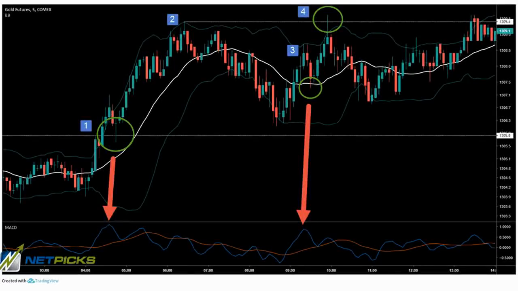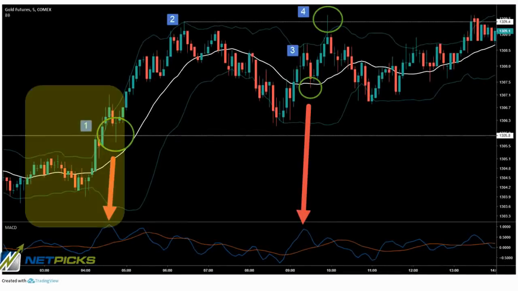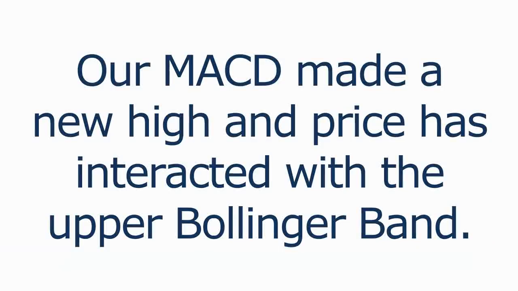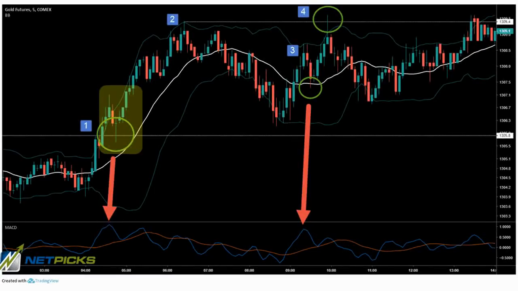And this is a 5-minute chart of gold futures, and you can scalp these setups as well. And it covers many of the things that we've talked about. The Bollinger Bands were in squeeze mode. Price broke out to the upside. Our MACD made a new high. Price interacted with the upper Bollinger Band. Price pulls back close to the average, gives us a decent reversal candle for a breakout pullback trade entry.